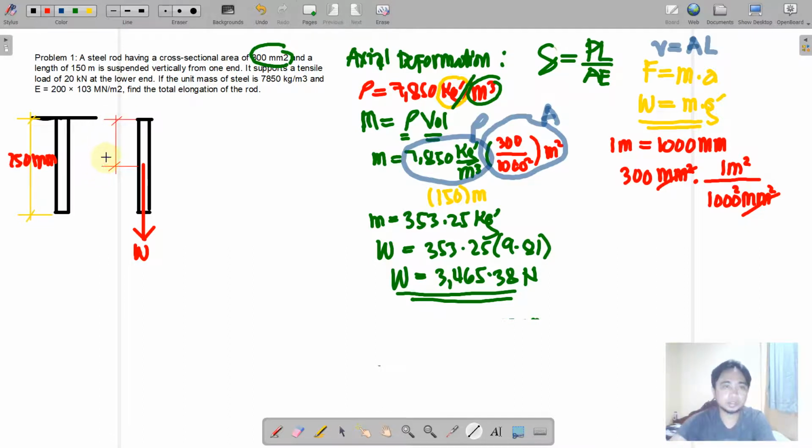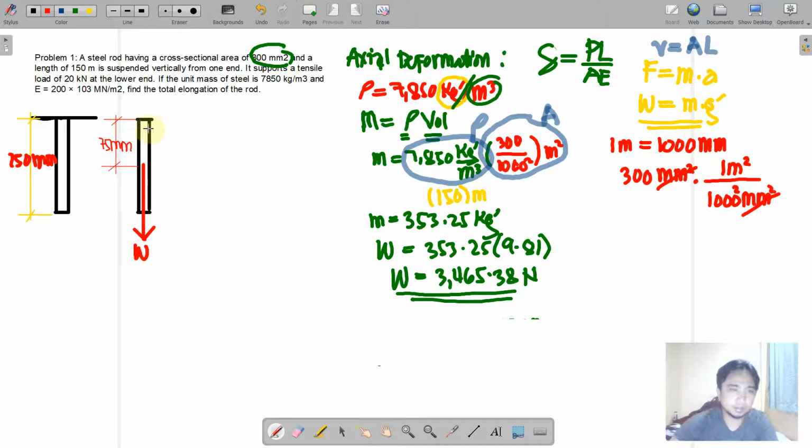So this is the location of the centroid. Okay. And this is 75 millimeters.